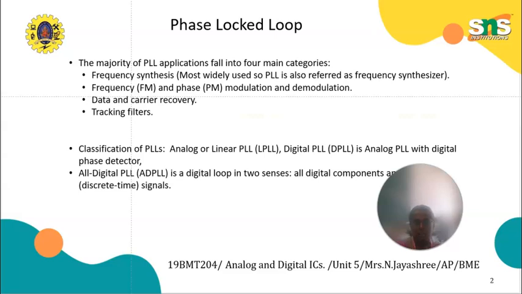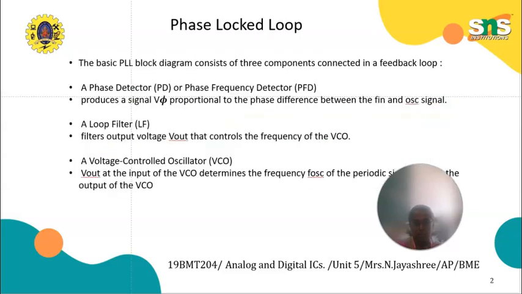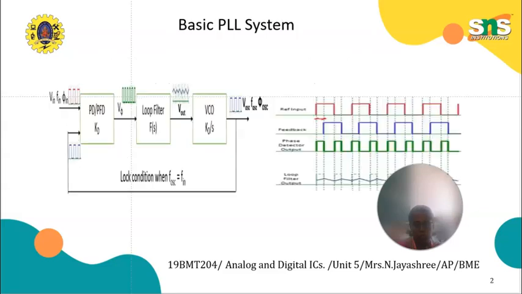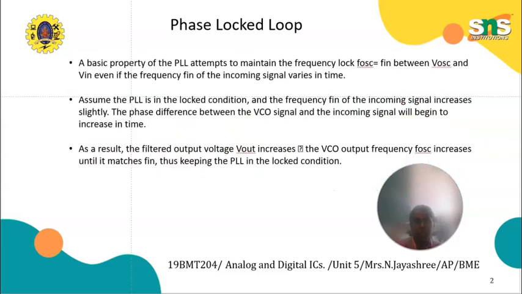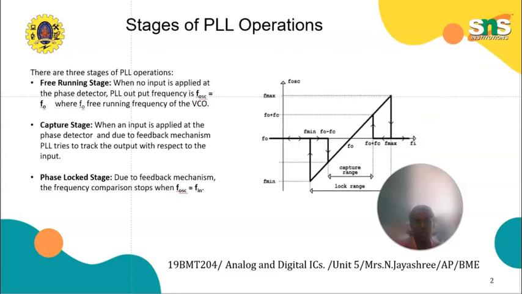Next one, tracking filters. The basic PLL consists of three components: the phase detector or frequency phase detector, the loop filter and the voltage controlled oscillator. That is the circuit diagram. Here PD is the phase detector, followed by the loop filter and lastly the voltage controlled oscillator. Lock condition is when the oscillator frequency is equal to the input frequency. Next is the basic property, that is the stages of PLL operation.